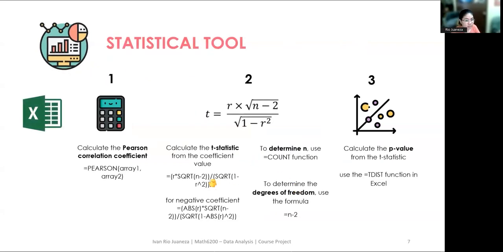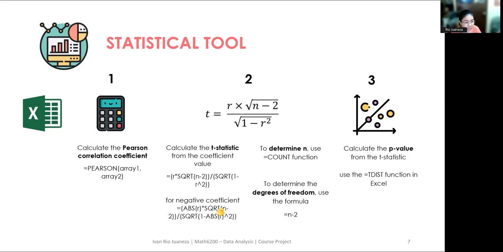In Excel, there is a function available to calculate the Pearson correlation coefficient. To calculate it, we will use this function, equals PEARSON(A1, A2). Then, calculate the t-statistic from the coefficient value. The formula is R times square root of n minus 2 all over square root of 1 minus R squared.